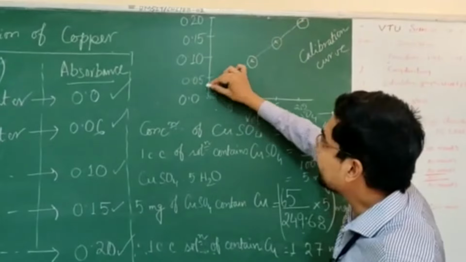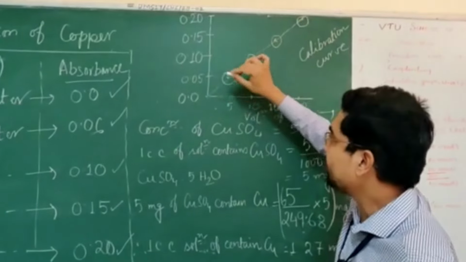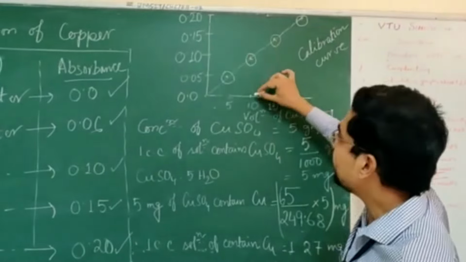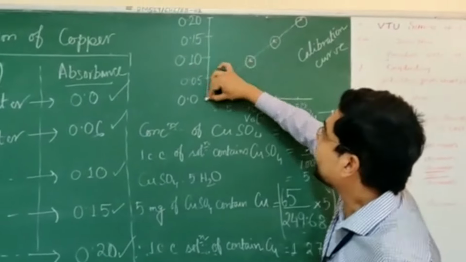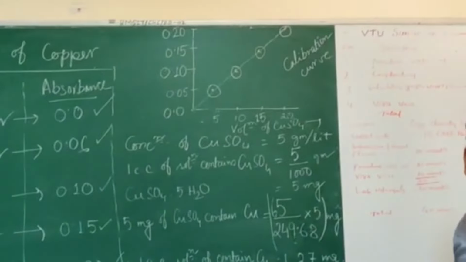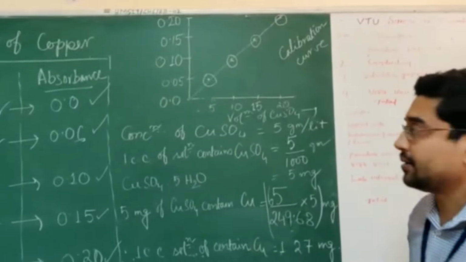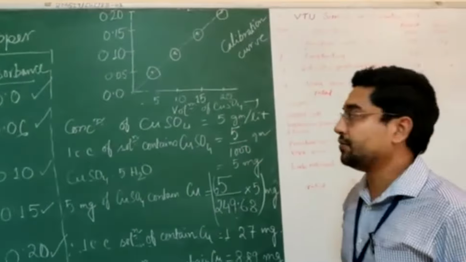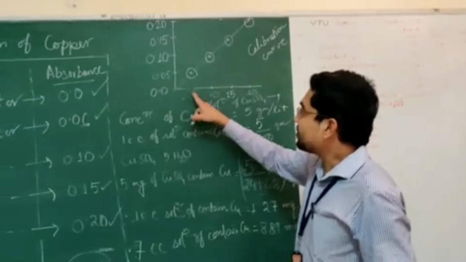For this, here I have taken 0.05, here I have taken 5, here I have taken 0.10, here I have taken 10, here I have taken 0.15, here I have taken 15. So our graph will be a square and the plot will go through the middle of the curve. So first now we are plotting.